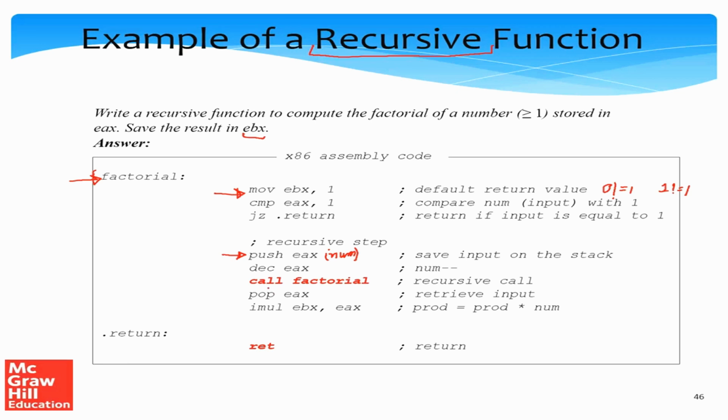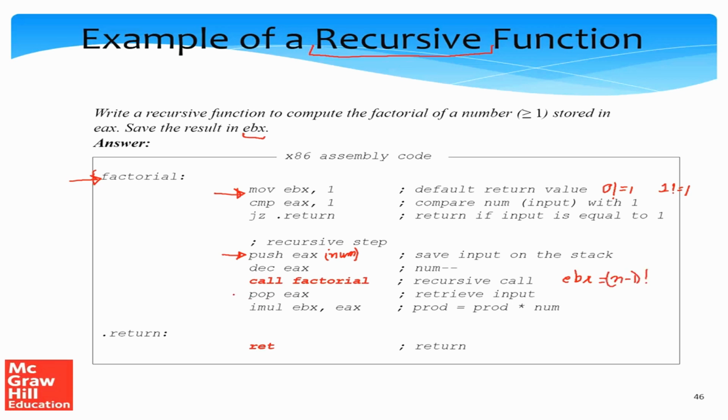After calling the factorial function, what is the expectation? The reason this is in red is because these are the important instructions. The expectation is that EBX will contain n minus 1 factorial. So what do we do now?